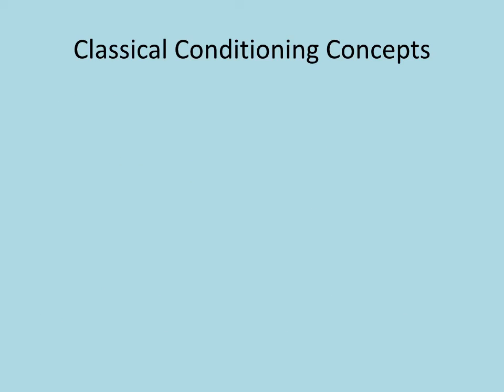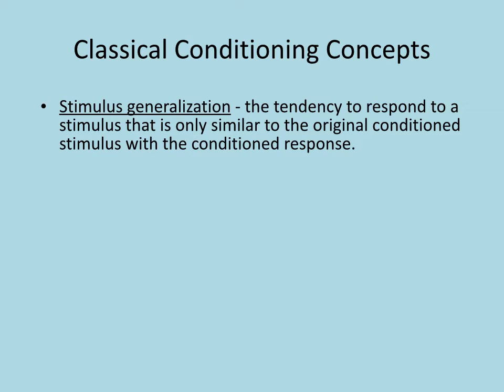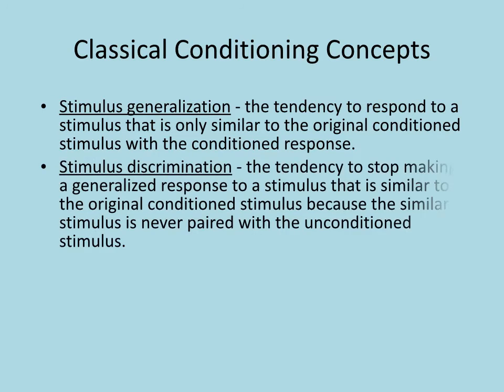So classical conditioning concepts are going to be based on stimulus generalization. What that means is, if I've been conditioning the dog with the same bell and I use a different bell for the first time, that is called stimulus generalization. It's a tendency to respond to a stimulus that is only similar. So, me in class using three different bells, if the dog responds to every single bell, that's called stimulus generalization.